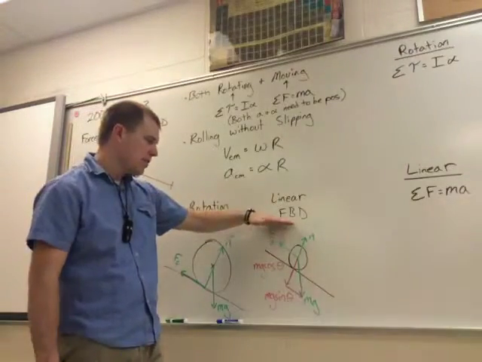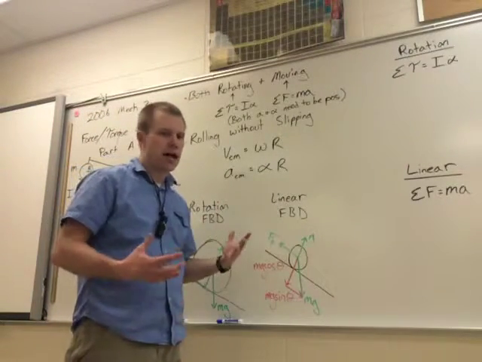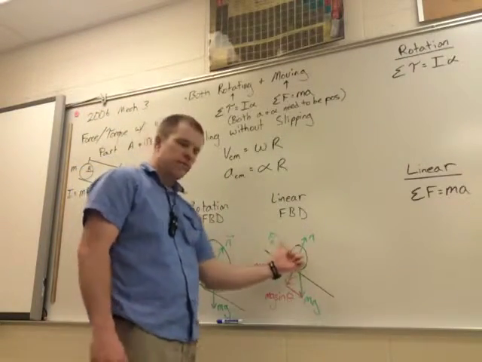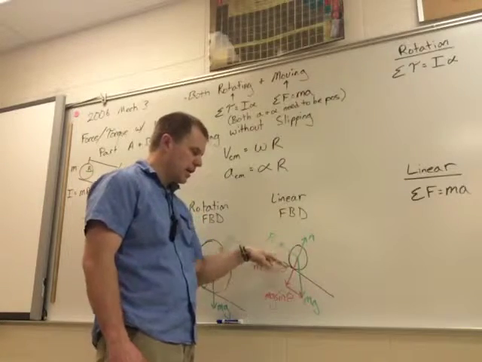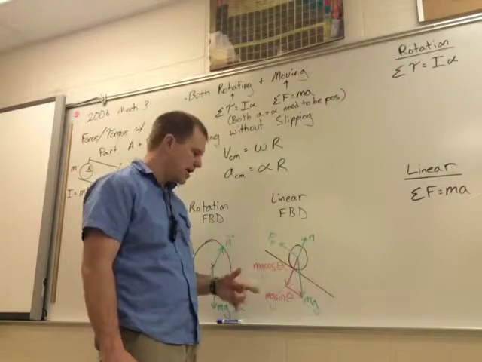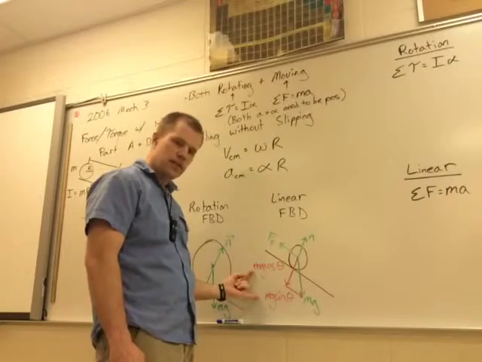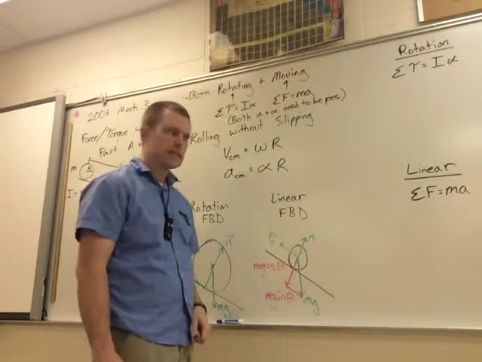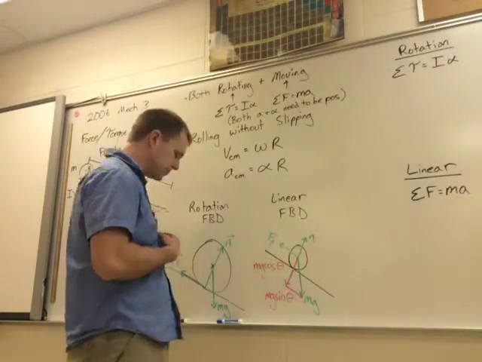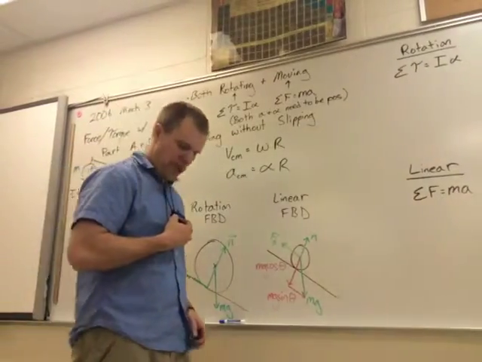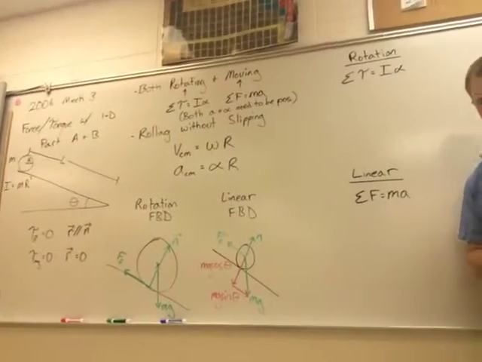For our linear free body diagram, just think about a block on an inclined plane. So we've got friction resisting it from sliding down. I've got gravity acting down at an angle, and I will have to resolve it. And then I do have my normal force acting perpendicular to the surface. All right, we'll move the camera here for a second.